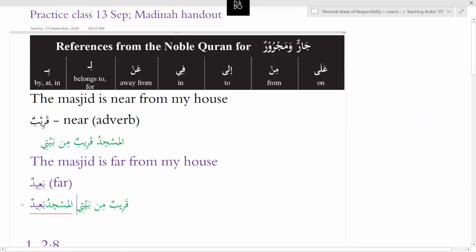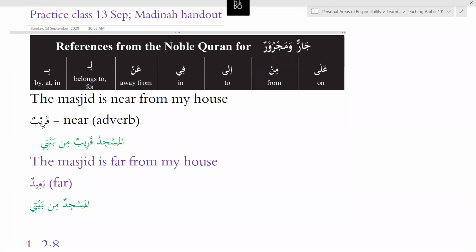Then, what comes next? Min bait. Okay, acting different. So I have Al Masjidu baidun. Baidun min. Now, for something which is far, we will not use min, we will use an. Okay, that's where we use an.